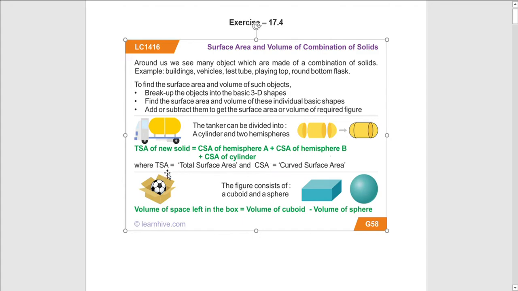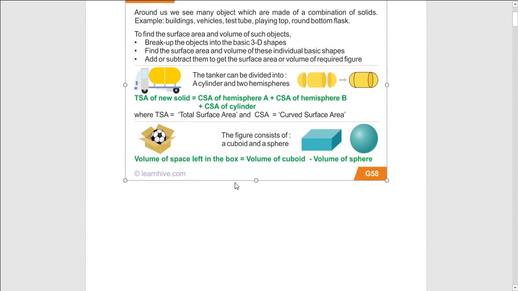Always remember, in the combination of figures, total surface area means the curved surface area of the figure. Followed me? It doesn't mean that you are going to write total surface area formulas. You will just write the curved surface area, that is 2 pi r square plus 2 pi r square plus 2 pi r h.